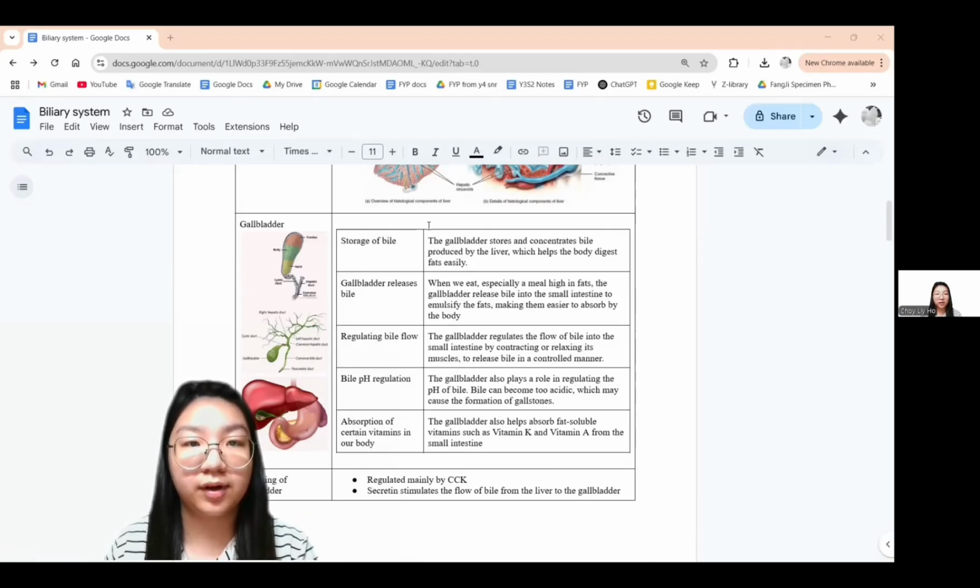The gallbladder also regulates the release of bile by contracting and relaxing its muscle. The gallbladder also helps to regulate the pH of bile. Normally, the bile is made up of bile salts and cholesterol, which is slightly alkaline, and it helps to neutralize stomach acid when food passes down from the stomach, which is an acidic environment, to the small intestine, which is a basic environment. When the bile becomes acidic, it can change the solubility of cholesterol and bile salts.